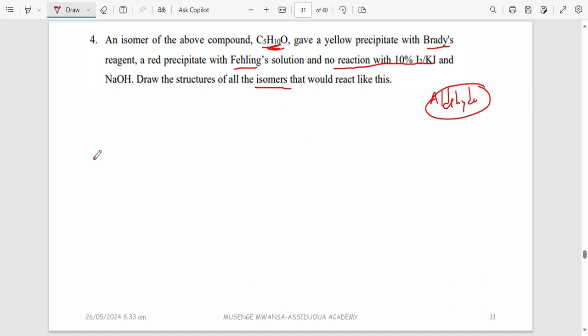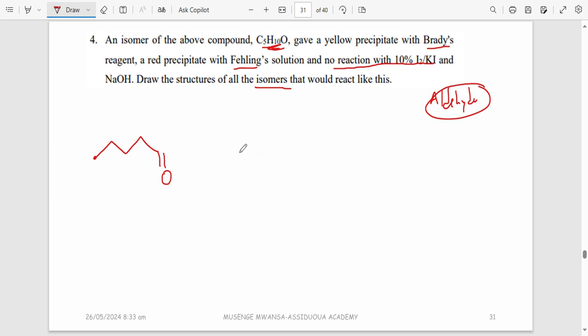So carbon 1, 2, 3, 4, 5. Just put the double bond at the end. This is an aldehyde. You can see there's no terminal methyl group. Okay, this is an aldehyde. As long as the group is at the end, it's still an aldehyde.